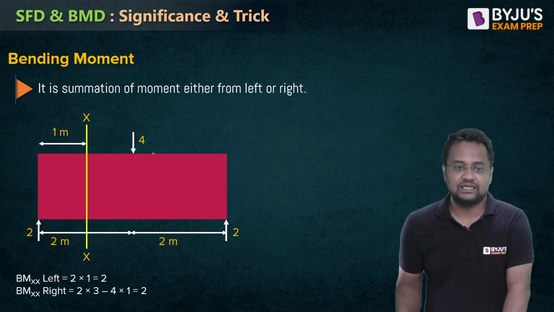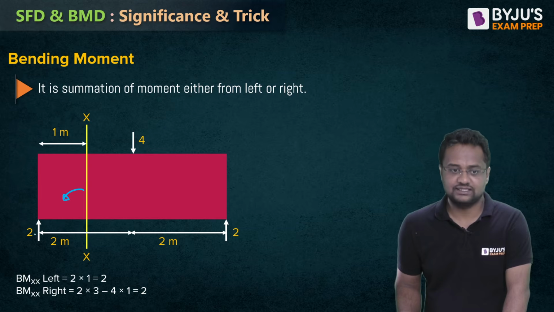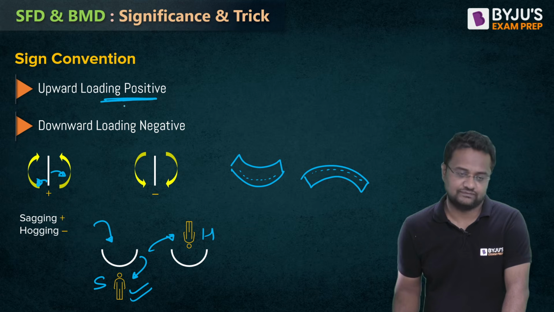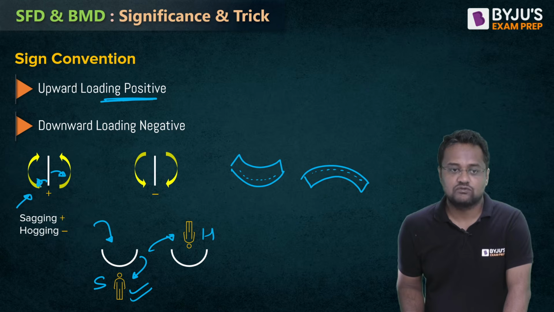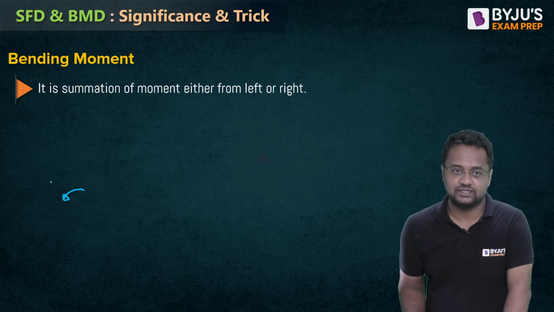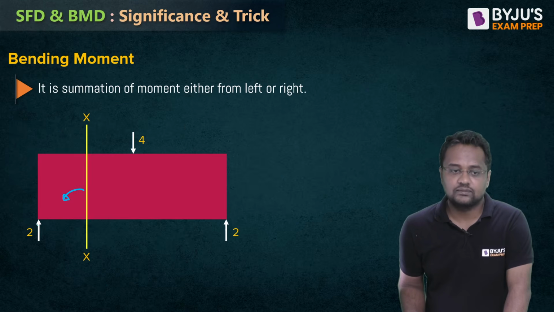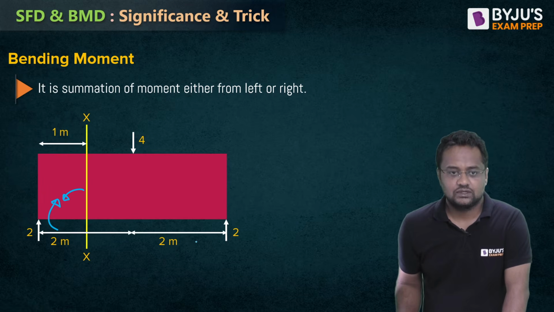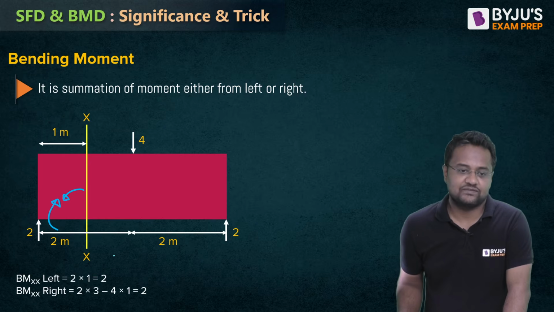If we see from the left, only one thing is there, 2. So 2 into 1 will be 2. It is upward loading. I told you here that for upward loading it is positive. Or you can see from this sign convention also: from the left hand side, clockwise is positive. So either you see upward loading positive, or from the left hand side it is producing a clockwise moment, it is positive. So the bending moment at XX section from left is positive 2.